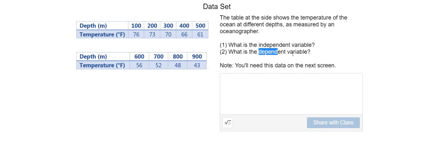Next question is, what is the dependent variable? The dependent variable is the temperature, because the temperature of the water depends on what depth it was measured at.